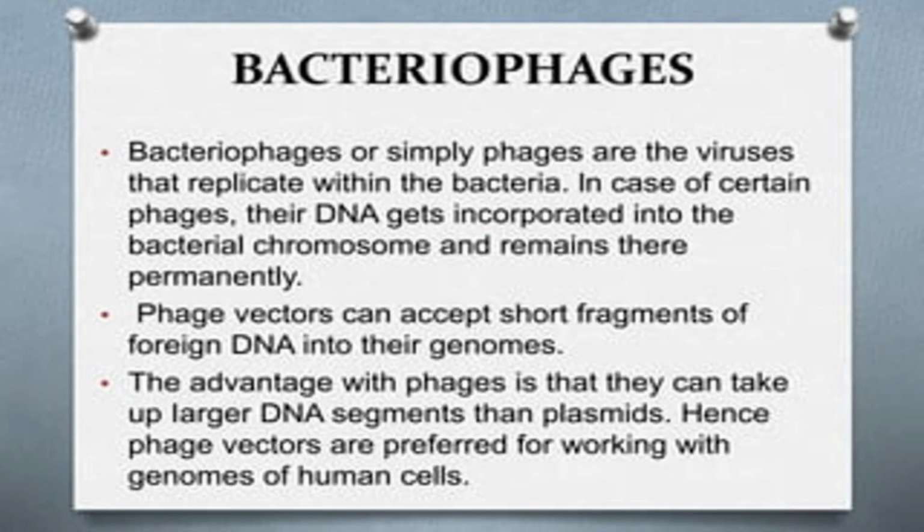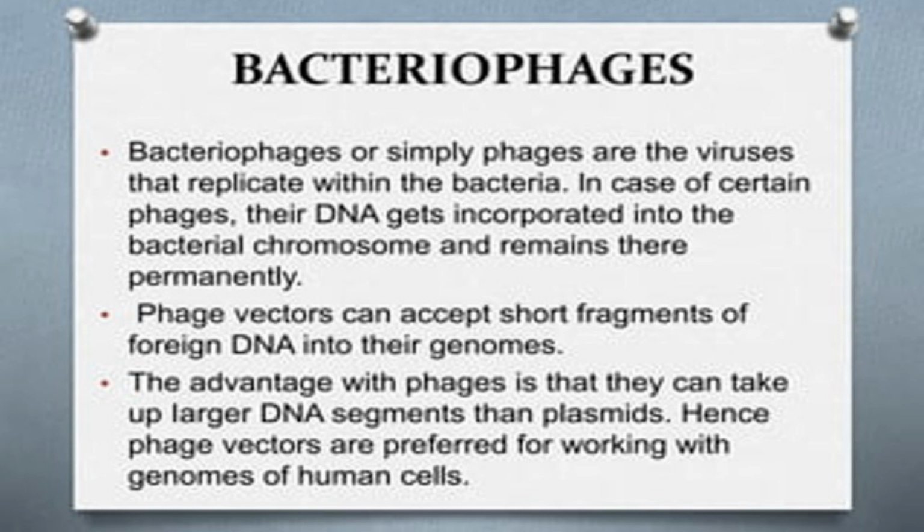Coming to bacteriophages. Bacteriophages are the viruses that replicate within the bacteria. In the case of certain phages, their DNA gets incorporated into the bacterial chromosome and remains there permanently. Phage vectors can accept short fragments of foreign DNA into their genomes. The advantage with phages is that they can take up larger DNA segments than plasmids.